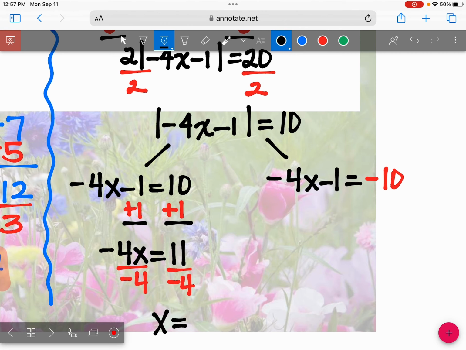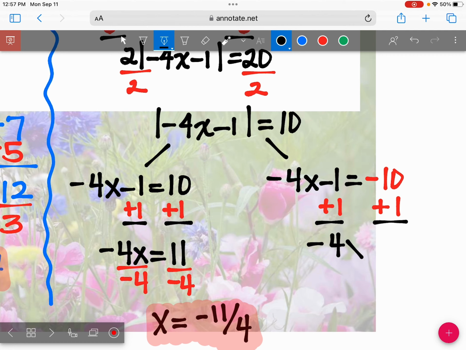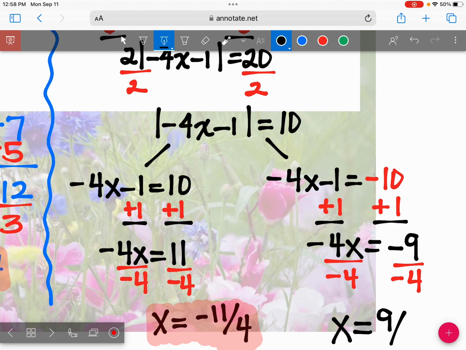So my first solution is x equals negative 11 over 4. In my second solution, I'm adding the 1. Dividing by negative 4. Except this time I'm dividing two negatives, so my answer is positive, 9 over 4. And that is my second solution.